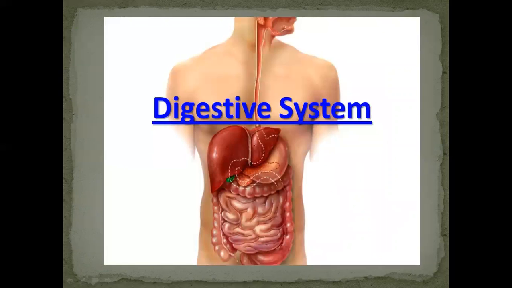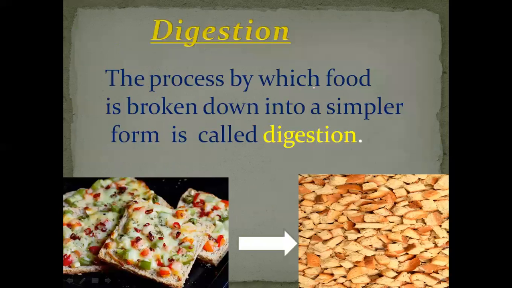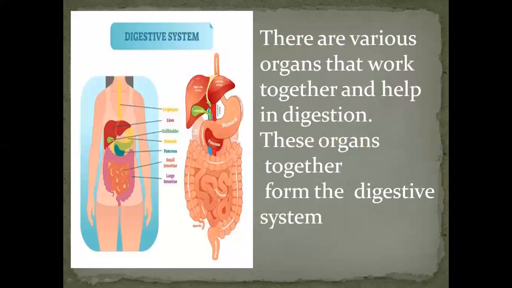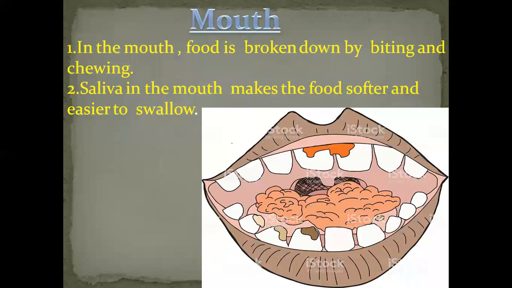Now coming to the digestive system. Before learning about digestive system, let us see what is digestion. The process by which food is broken down into a simpler form is called digestion. There are various organs that work together and help in the digestion. These organs together form the digestive system.